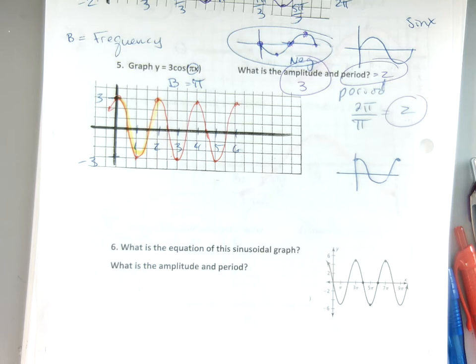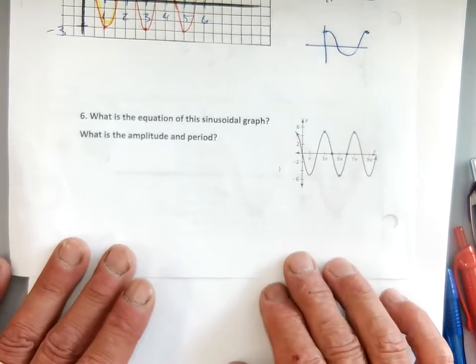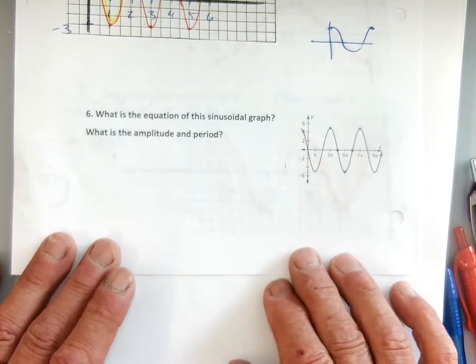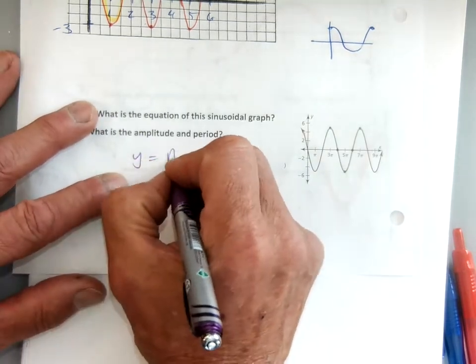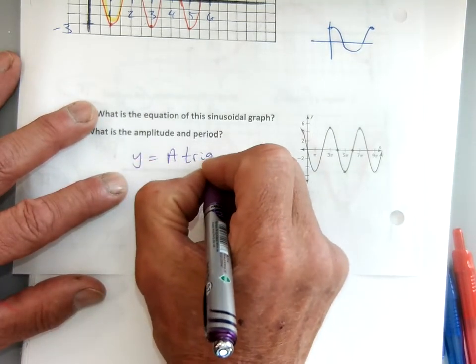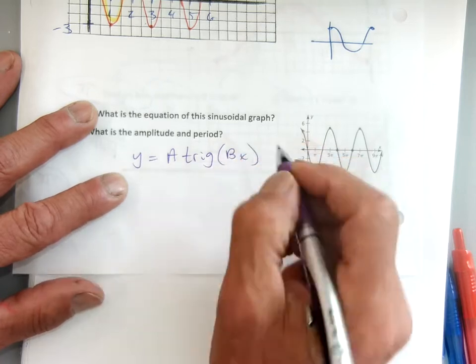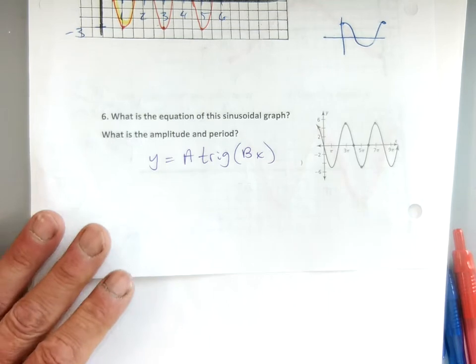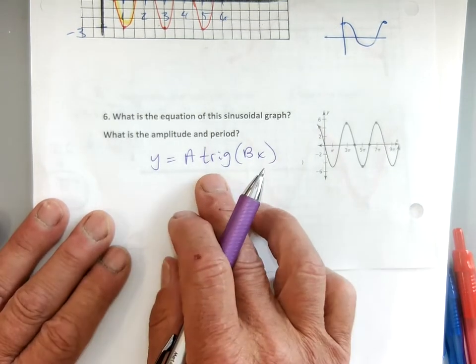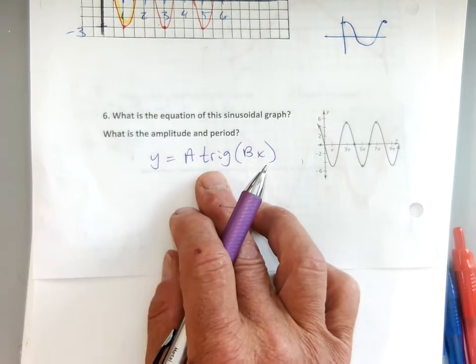Okay, all right. Now, last one. We're going to do the opposite. Here's a graph. What's the equation? Start with this. Y equals A trig bx. Okay, start with that. And the trig meaning it's sine or cosine? Yes, trig means either it's sine or cosine.